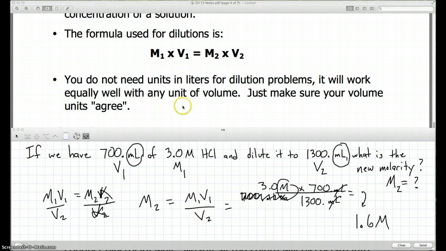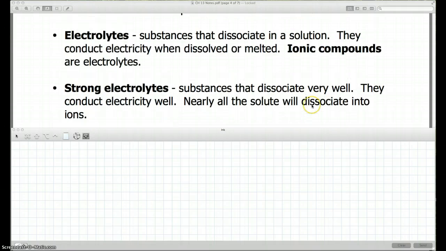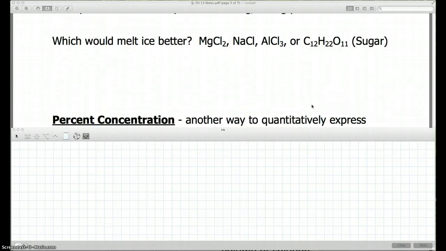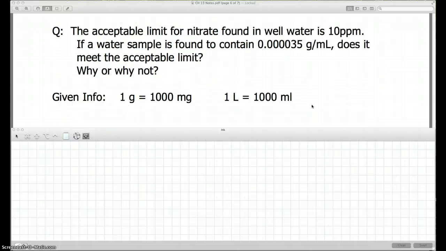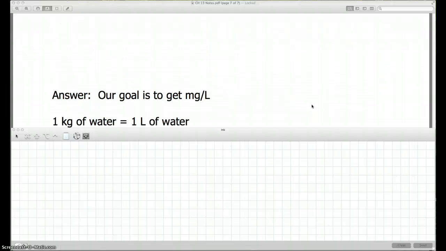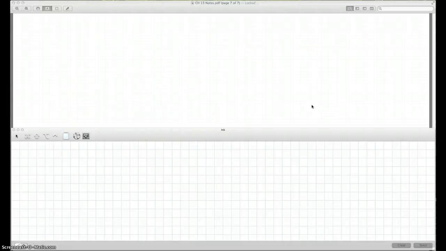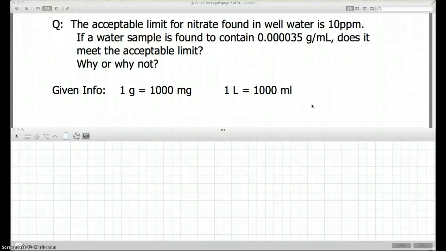That's about it for the math part of this unit. The rest of this stuff is notes. There are a couple examples with parts per million and percent concentration, so look those over. It's not a huge part of this unit, but you'll want to look those over. And the rest is vocab.